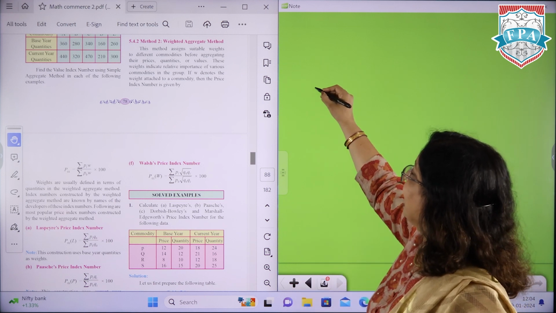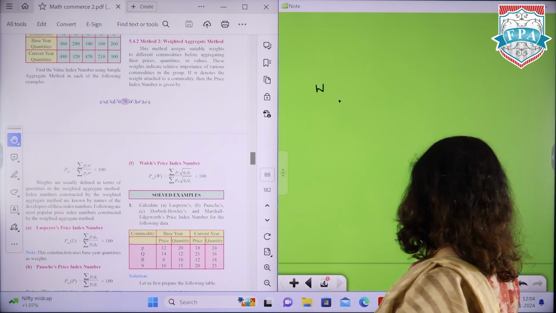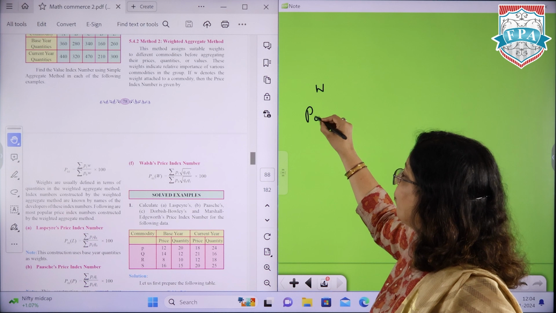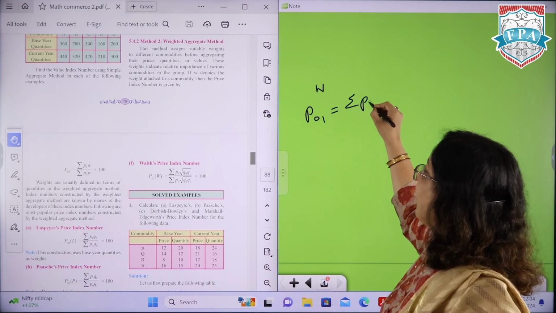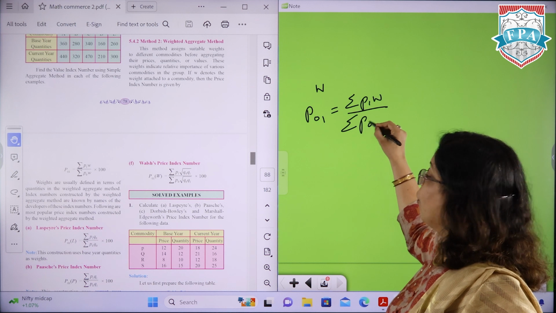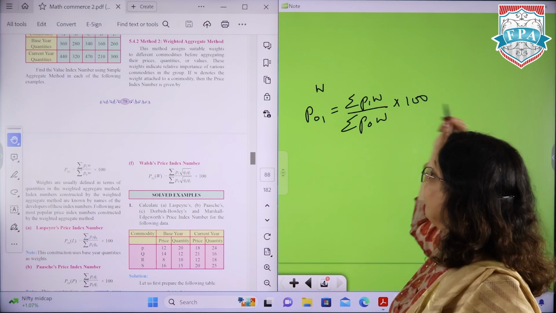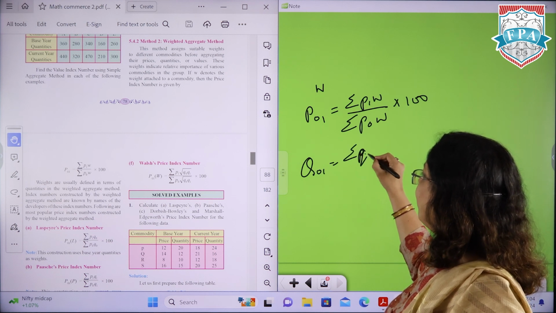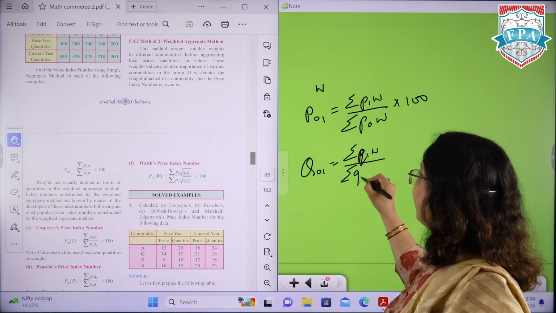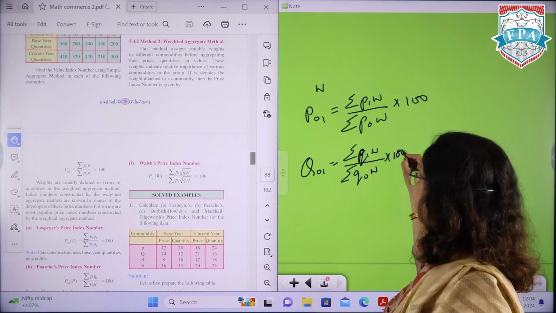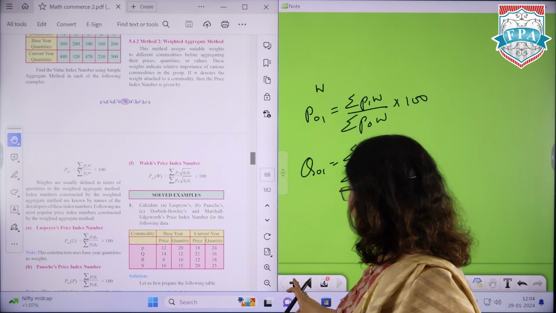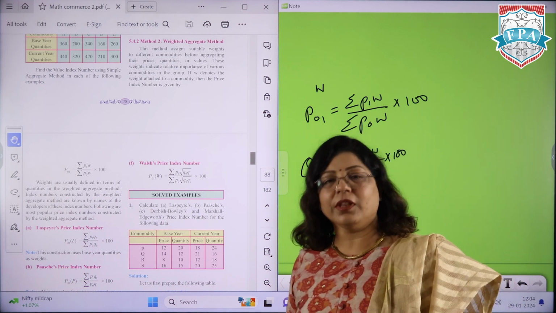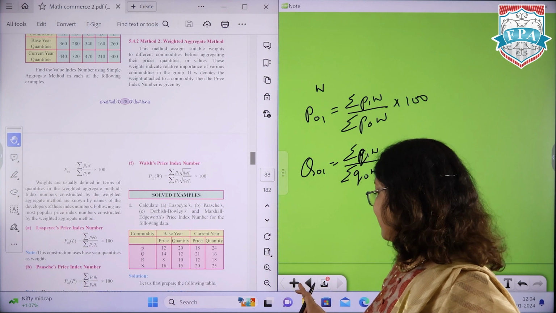So if the weights are directly given to you, we use small w to denote the weights. So then what will we do? We'll find out, say if we have to find out price index, so P01 is sigma P1W upon sigma P0W into 100. Okay. If we have to find out quantity, so Q01 is sigma Q1W upon sigma Q0W into 100. Okay. So we can see that we are using the same thing. Only the multiplication part comes over there rather than the base quantity or the current year quantity as the weights.